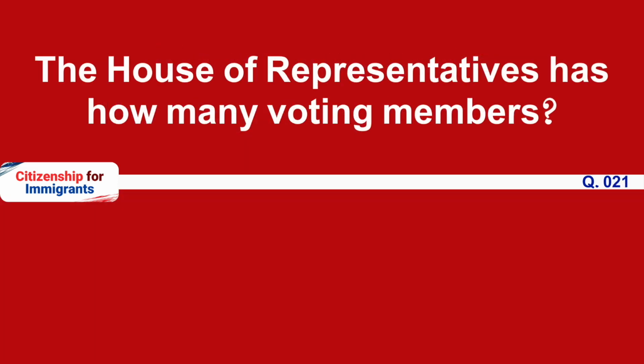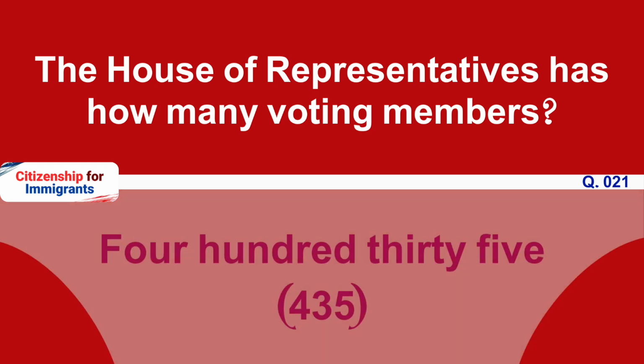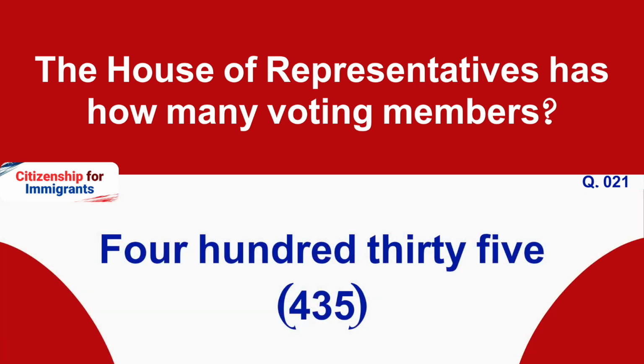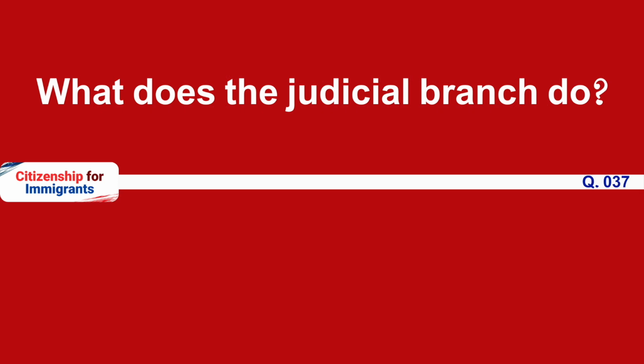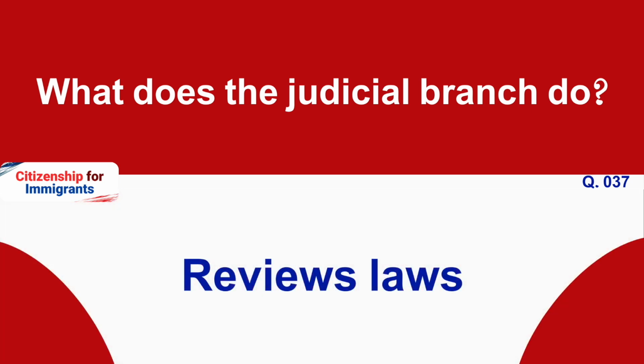The House of Representatives has how many voting members? 435. What does the judicial branch do? Reviews laws.